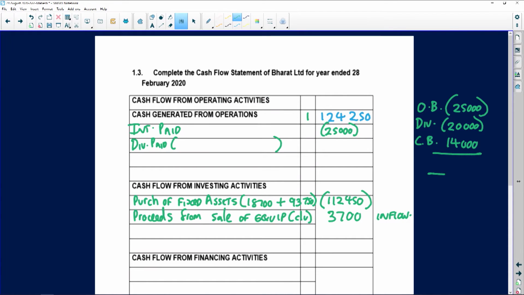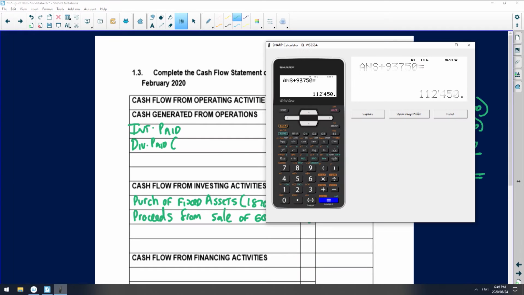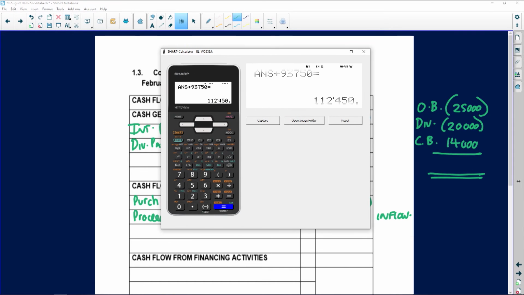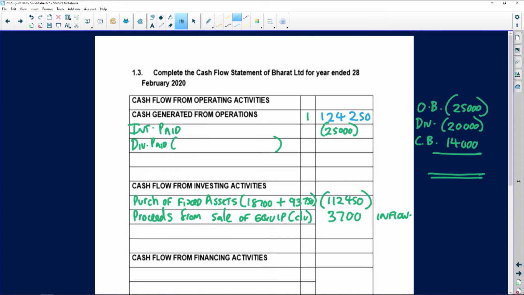So in total, how much money was paid to your shareholders? Using our calculator, let's get that out quickly. We're simply taking 25,000, then adding the 20,000 and subtracting 14,000, and the amount that we paid our shareholders is an amount of 31,000.